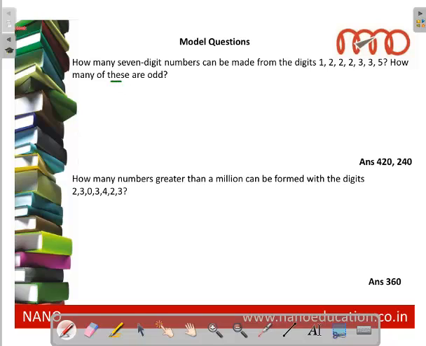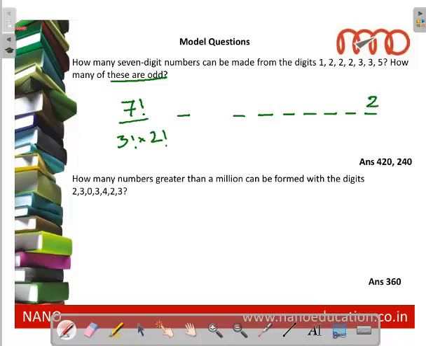We want the total number of odd numbers. The total number of odd numbers is the total numbers we counted, 7 factorial by 3 factorial into 2 factorial, which we got to be 420, minus all possible even numbers. How many even numbers are possible?